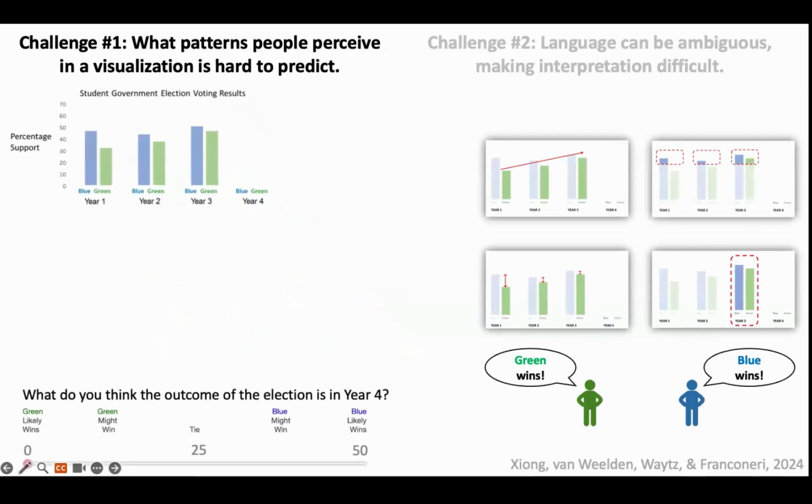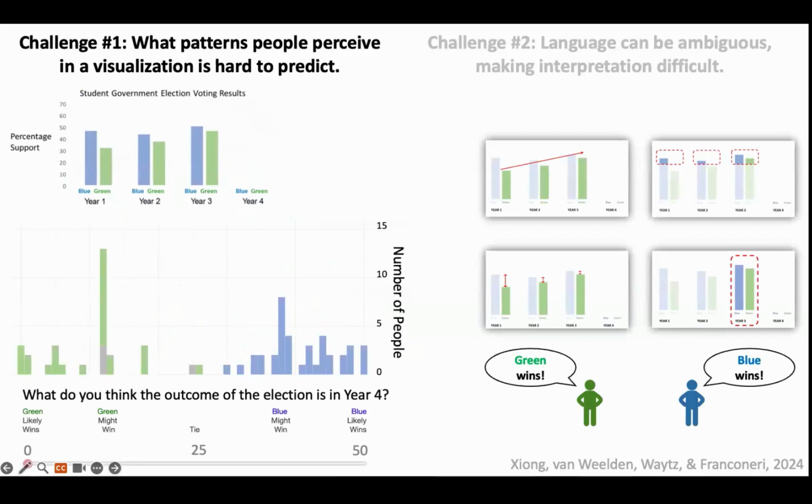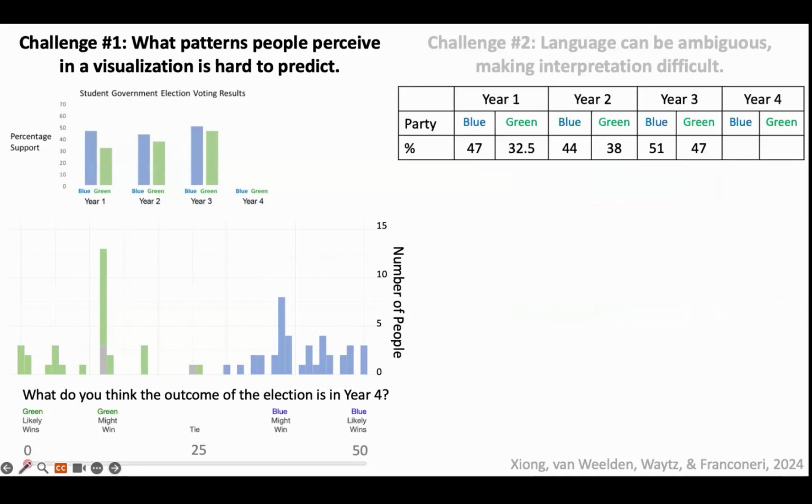Right, so we throw this chart in front of people on the internet and we ask them, who do you think is going to win? And you see this very nice bimodal distribution here, where half of the people see green and the other half see blue. So this just shows that when looking at the same visualization, people will naturally see different things. And there is no good predictor of whether Joe is going to be a green person or a blue person. I can't predict that.